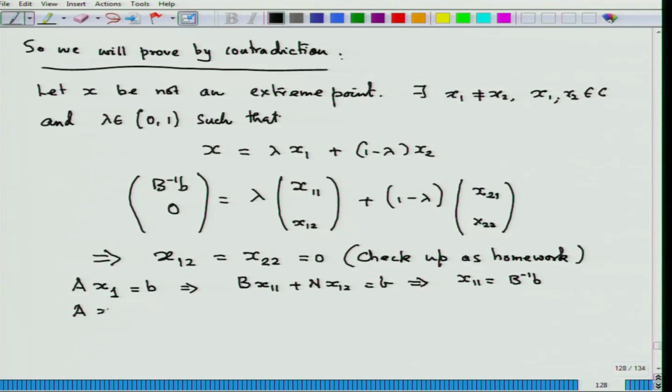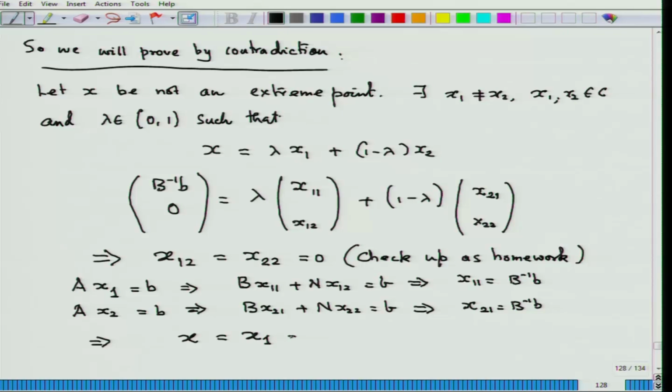The same goes for x2, because that being an element of C and because it is already greater than or equal to 0, it also has to satisfy A x2 is equal to b. So, this would imply B x21 plus N x22 is equal to b, where again from the previous line we have x22 equal to 0, implying that x21 is equal to B inverse b. So, that would simply imply that x is equal to x1 is equal to x2. So, it contradicts that.